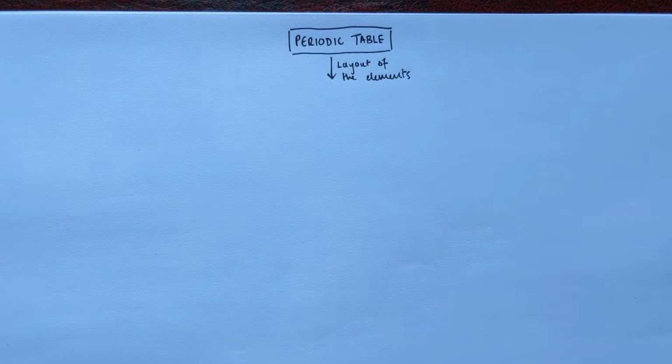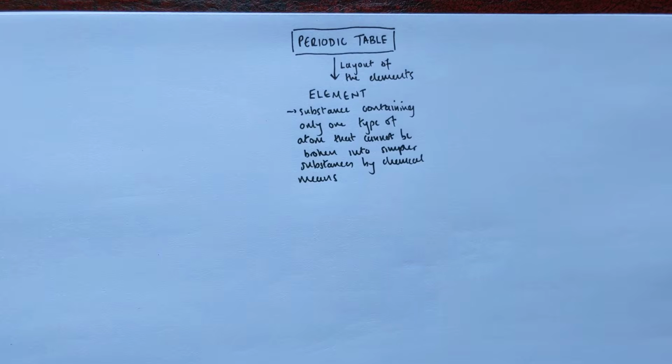So the first question to make sure that you're clear on is you have to know what an element actually is. An element is defined as a substance containing only one type of atom that cannot be broken down into simpler substances by chemical means. What that basically means is if I was describing the element carbon to you, in a lump of carbon there's only one type of atom, which is a carbon atom, and I can't make that any simpler. So carbon is as basic as it goes.